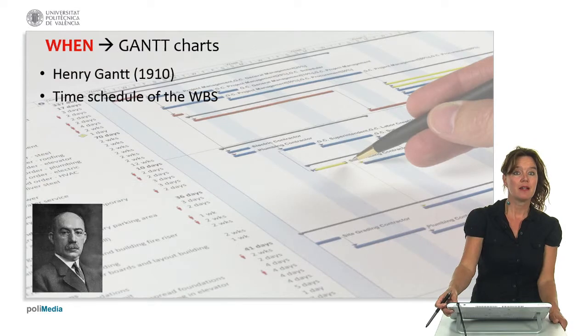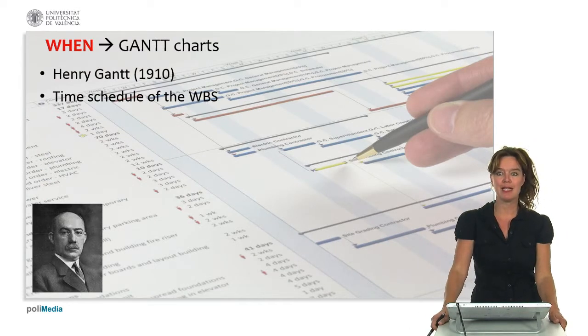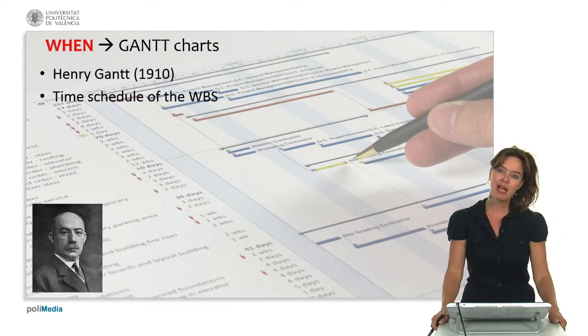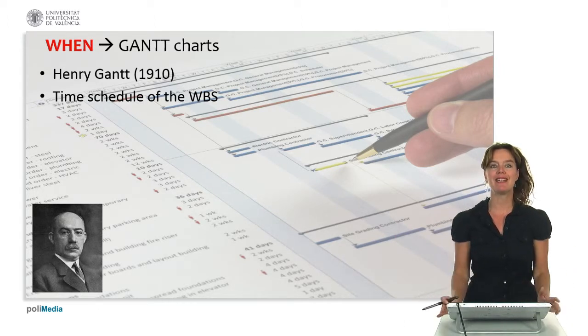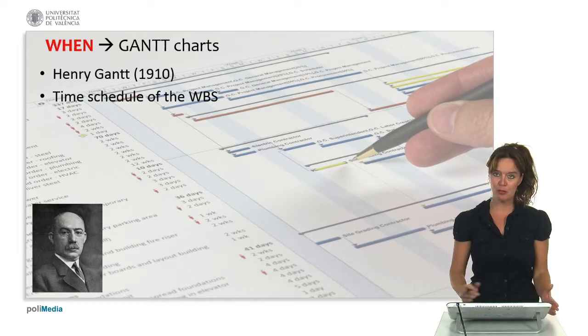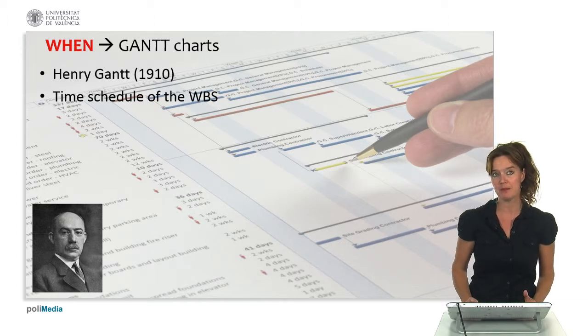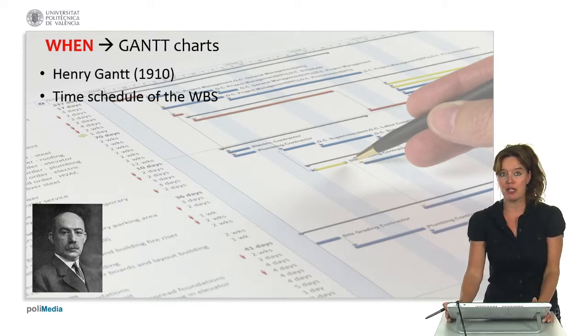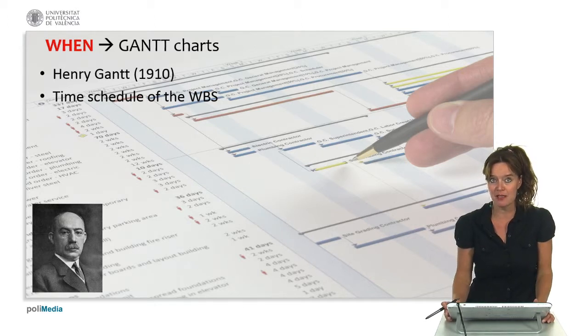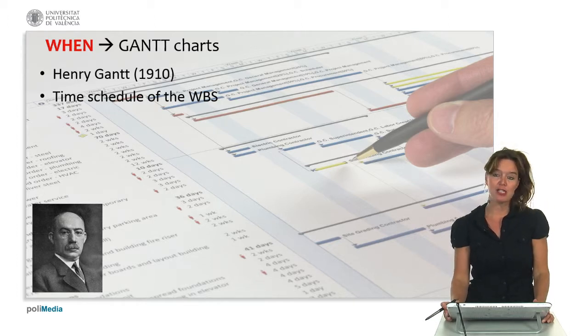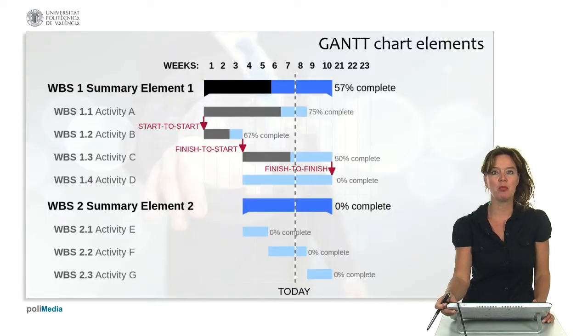Another technique that is being used during project planning is making a Gantt diagram. So if we have the WBS and we know what tasks need to be done, we can make a Gantt chart where we actually put the tasks and we time them. We make a time schedule of the WBS. They're called Gantt charts because they were actually named after Henry Gantt in 1910. So a Gantt chart is just putting all the tasks and indicating the time frame in which they need to be executed.